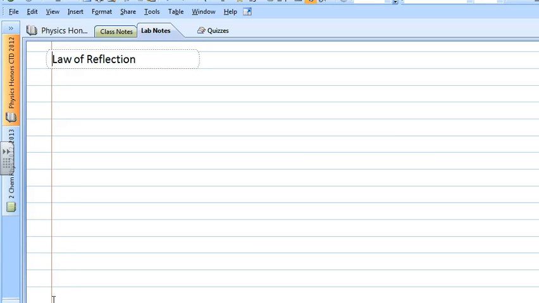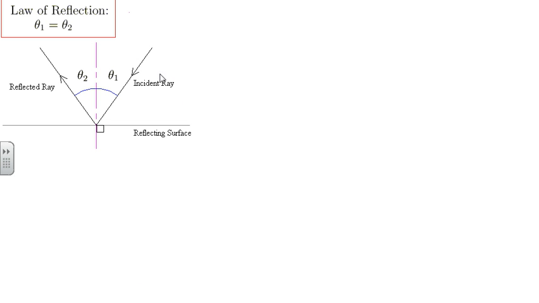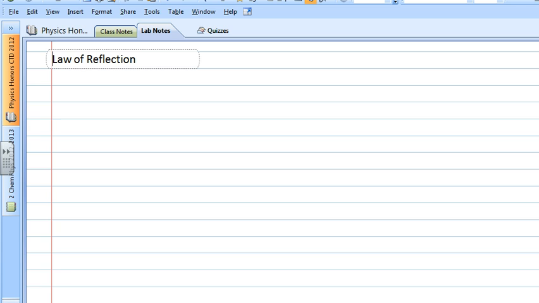Okay, welcome back everyone. In this video we're going to talk briefly about the law of reflection. The actual math behind it is fairly simple. It says that if you have an incident ray coming in and hitting a reflecting surface, the angle theta 1, which this incident ray makes with the normal, is equal to the angle theta 2 that the reflected ray makes with the normal.